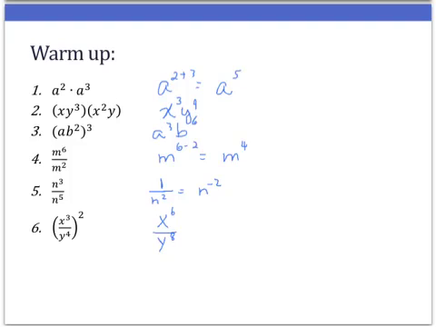Number 5, you're also going to subtract your exponents, but what you see is that your denominator has the larger exponent. So you could either write it as 1 over n squared, or you could write it as a negative exponent. And then the last one, we will distribute that 2 and square both of those powers and get x to the 6th over y to the 8th.